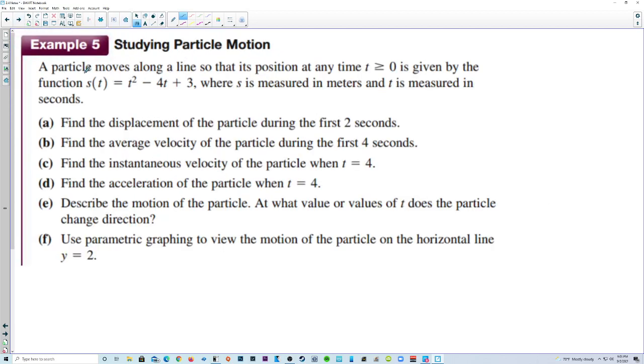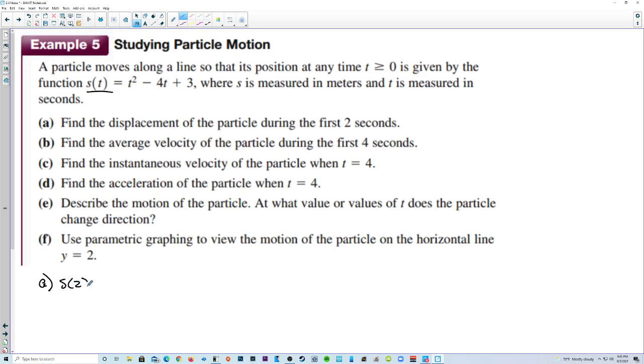Studying particle motion, a particle moves along a line so that its position at any time t greater than or equal to 0 is given by this function, where s is measured in meters and t is measured in seconds. So this is the position function. Letter A, find the displacement of the particle during the first 2 seconds.